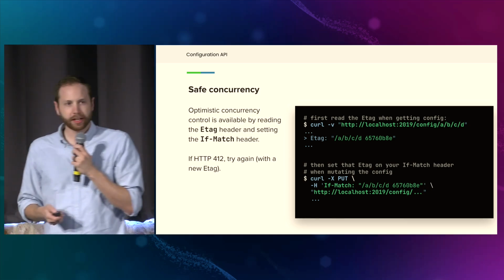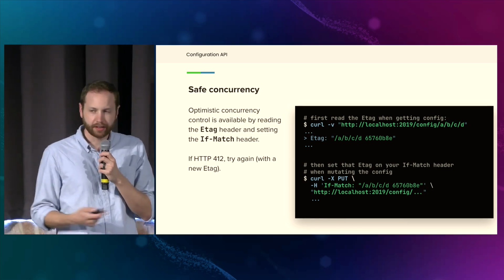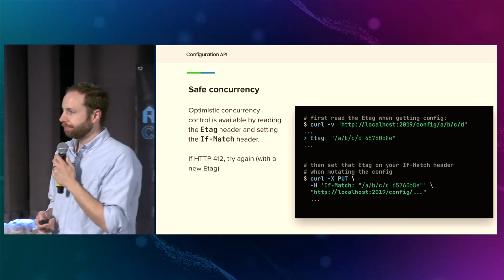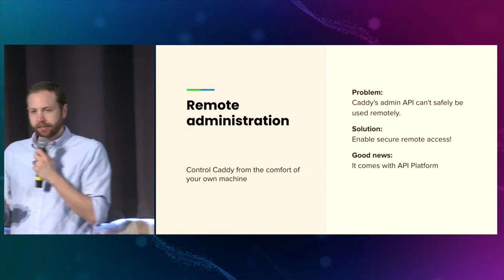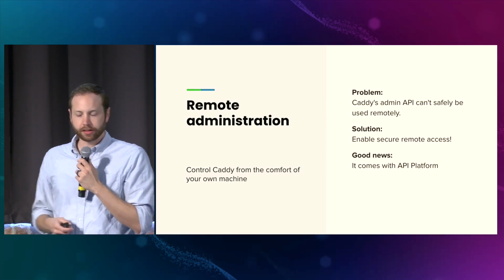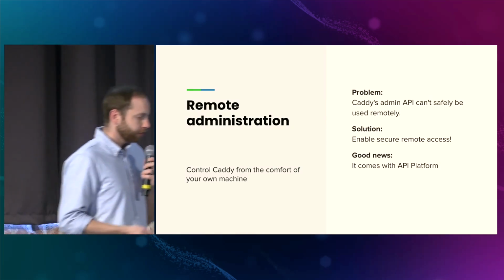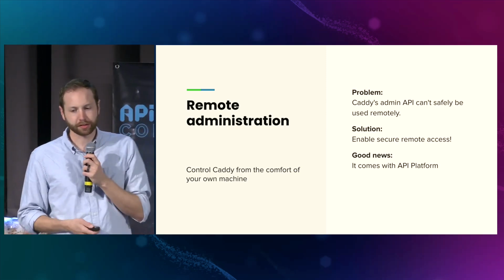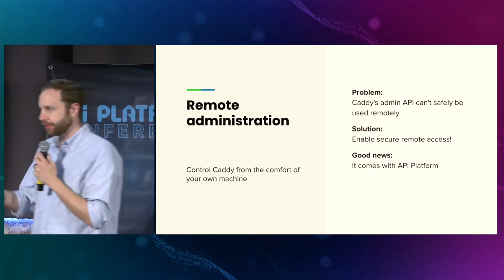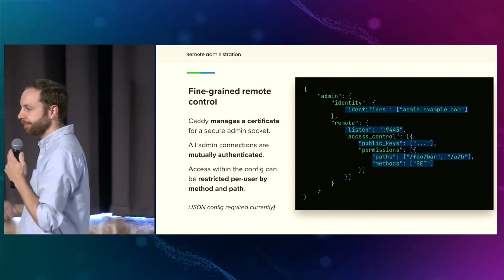So I hope you'll play with Caddy's config API. It's kind of interesting. It's kind of fun, and you just have to SSH into your local host in order to use it. But if you want to use it remotely, you can do that too. We just need to set up some security around it. And of course, this feature comes with the API platform.